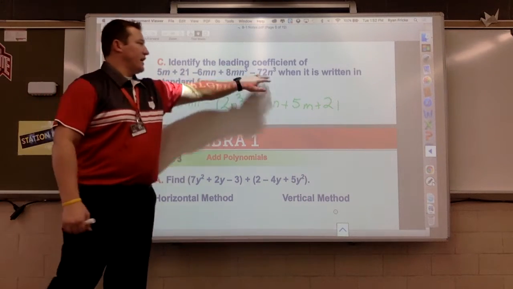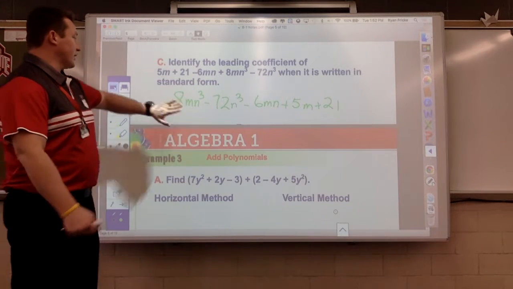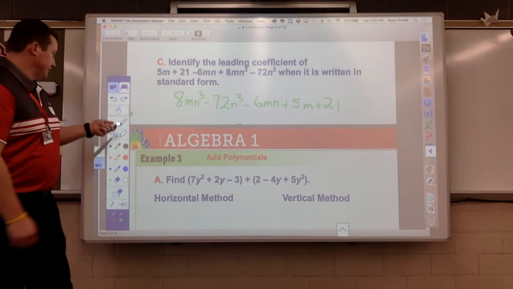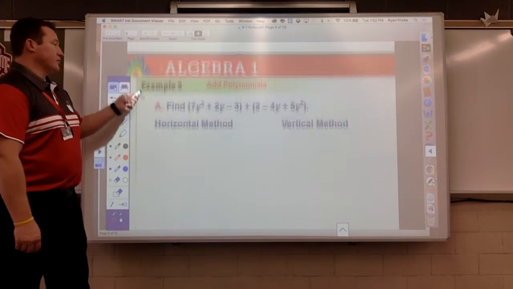1, 2, 3, 4, 5. 1, 2, 3, 4. Yep. Okay, we got them all. Good. Always good to double check your work. Leading coefficient 8. Now we can move on.